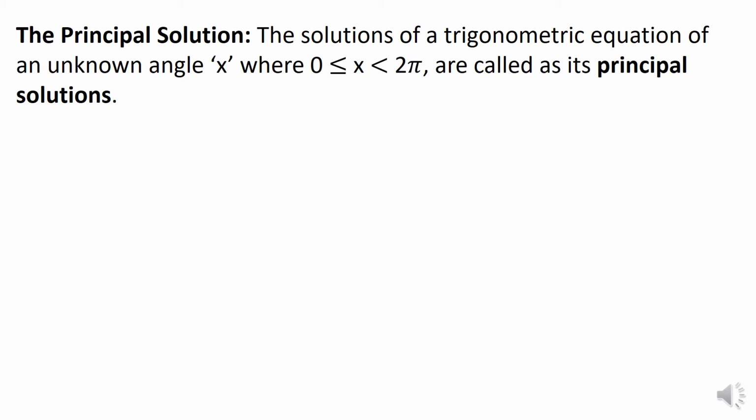Although we can have an infinite number of solutions for a trigonometric equation, we restrict the domain over here to coming between 0 and 360. Only those values, only those answers are called its principal solutions.